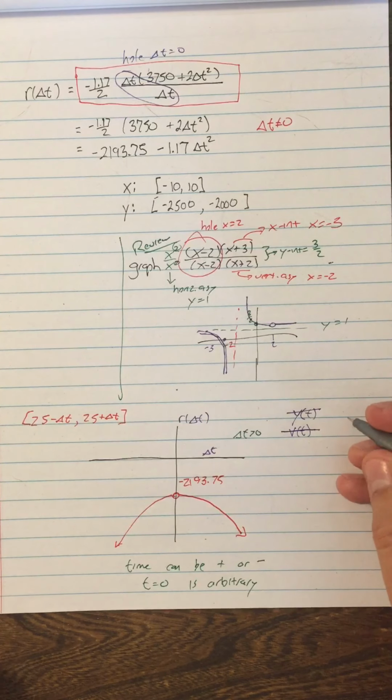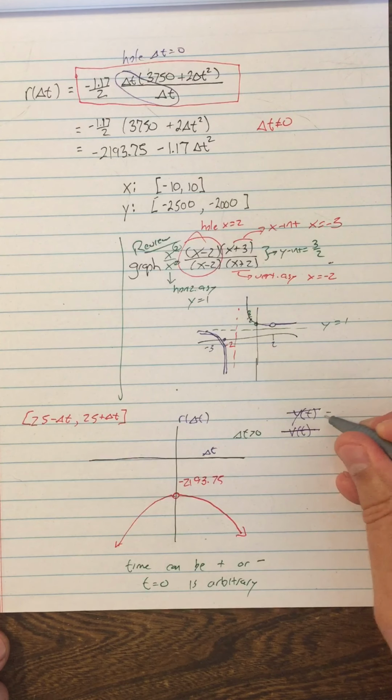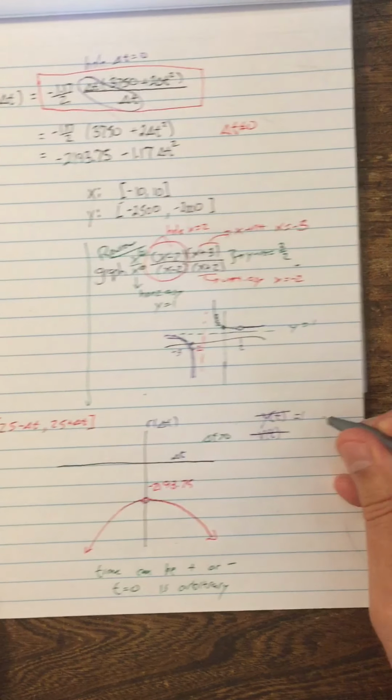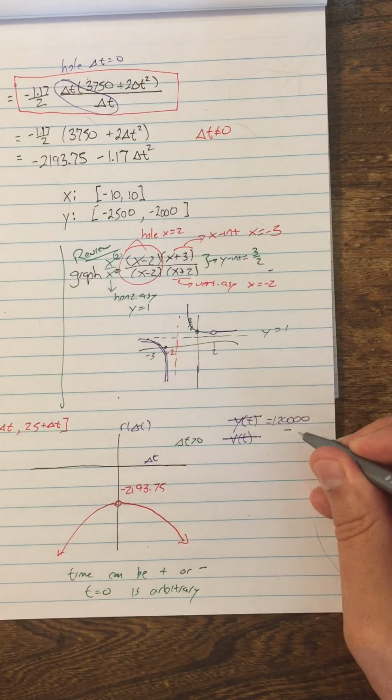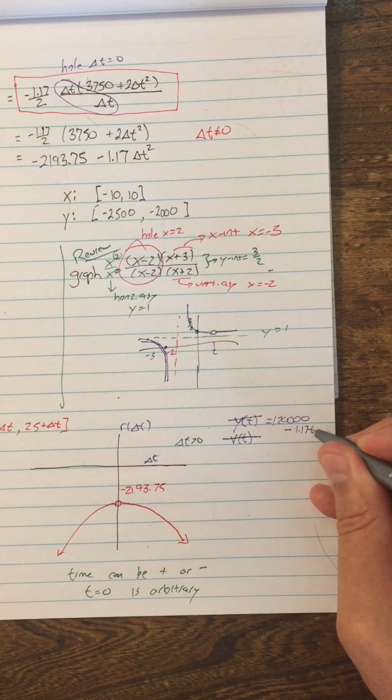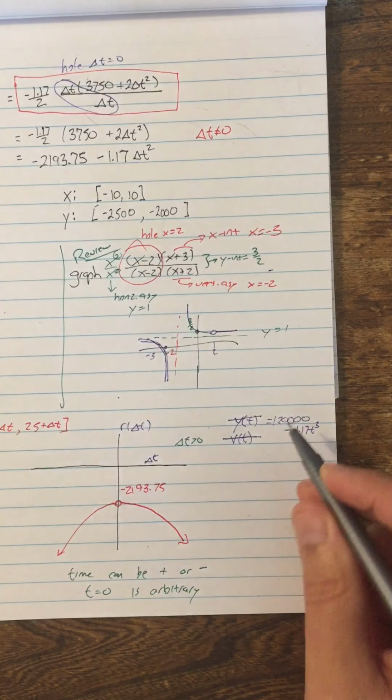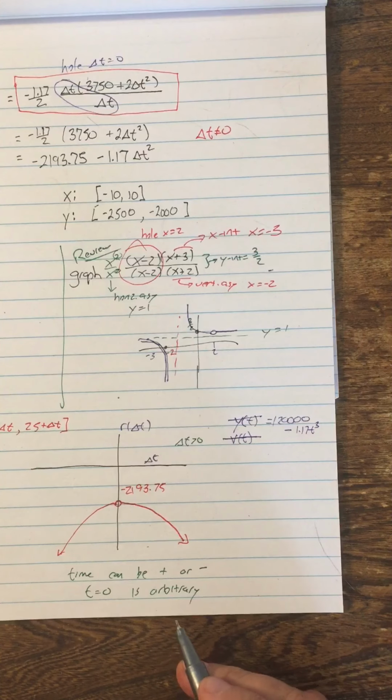Now, by the way, we know that y of t, the height, was 120,000 minus 1.17 t cubed. All right? That's what y of t is. That's not what this is a graph of.